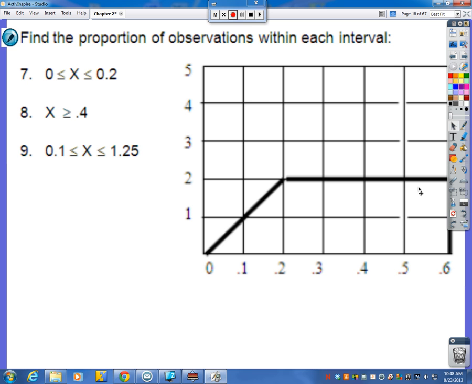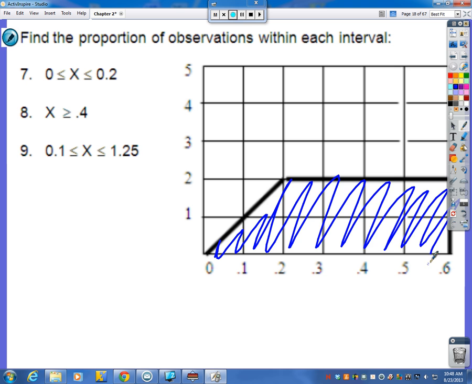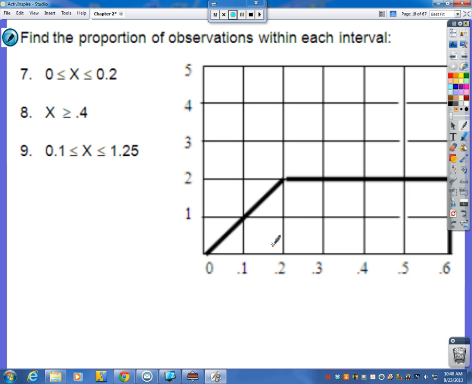All right, now here's a density curve. It's a weird one, right? It's mostly uniform here, and then we've got some skewness going on. But here's an example of kind of a weirdo density curve. So find the proportion of observations within each interval. Again, all of this under here, that's 100%. So we're not looking for everything now.